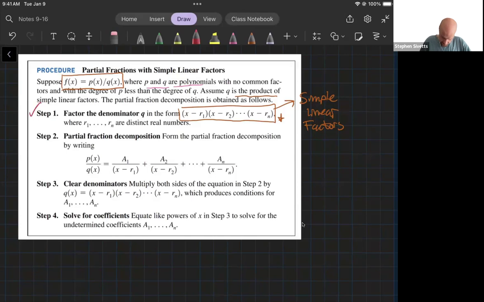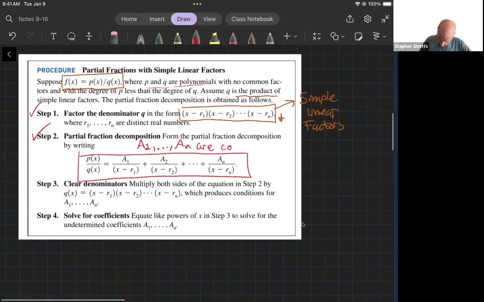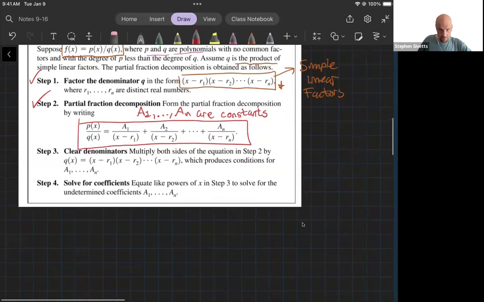Step number 2 is to write out the partial fraction decomposition by writing the fractions in this form, right? A1 through An are constants, so they're any real numbers, right? R1, R2 through Rn, these are the distinct real factors of Q of x, right? So we want to write it as A1 divided by x minus R1 plus A2 divided by x minus R2, and so on. Okay.